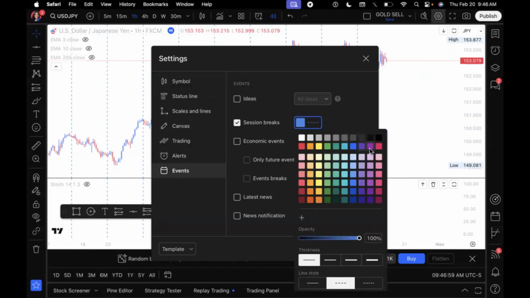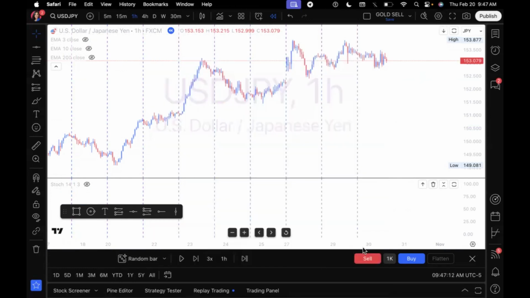Now you can customize your session breaks. If you want the line to be a different color, you can definitely do that. If you want it to be a little bit thicker, you can do that as well. And you can also change it from a dotted line to a straight line, whatever floats your boat. I typically keep it standard.